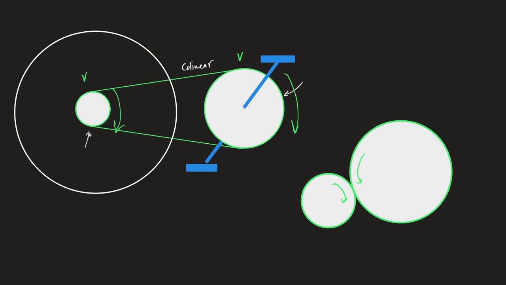Now, if we look at just the rear wheel for a minute, we know the rear sprocket is connected to the rear wheel, which means those two things are coangular.